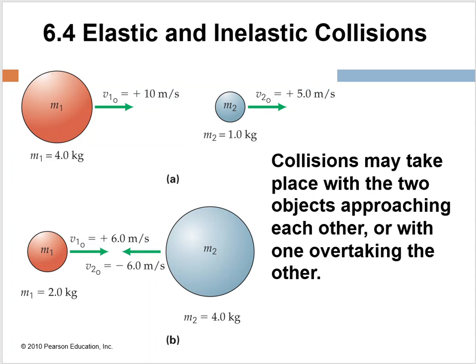Collisions may take place with the two objects approaching each other, or with one overtaking the other. So in the first collision, we have this big mass which is coming up on this smaller mass. It's traveling faster, so there's going to be a collision here. In this case, these two are traveling towards each other, so there's obviously going to be a collision here.